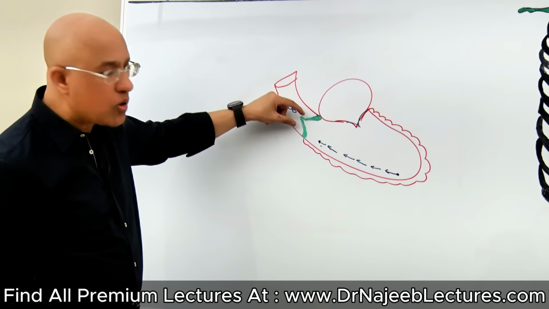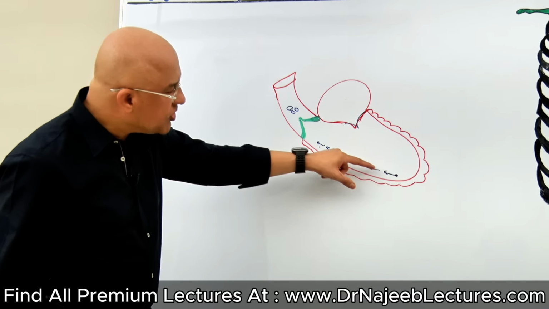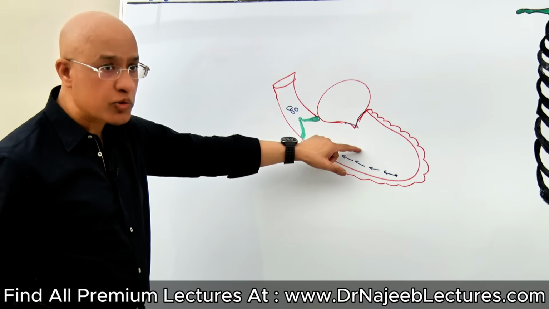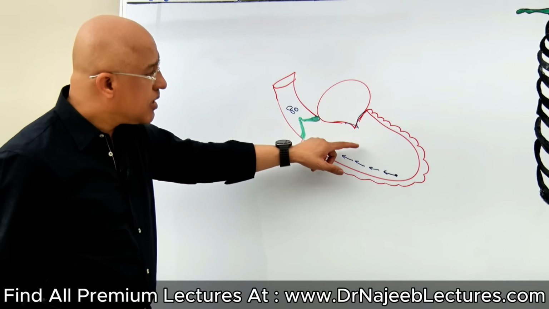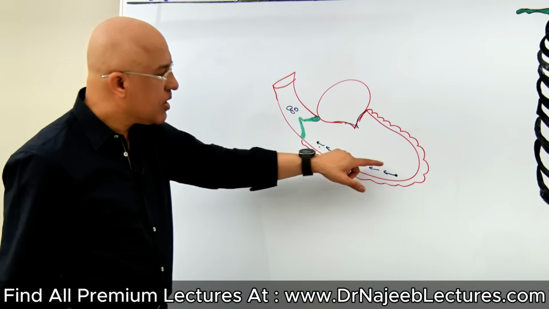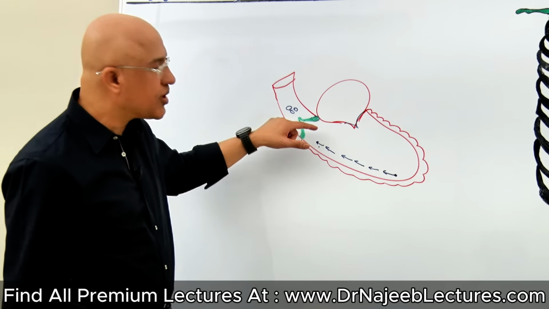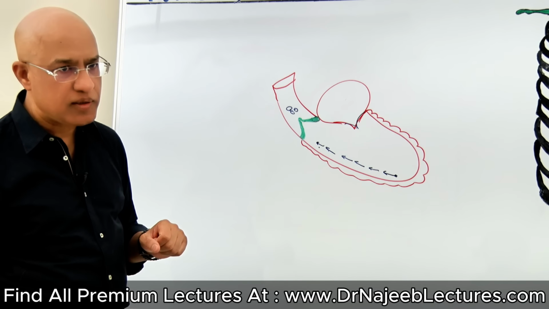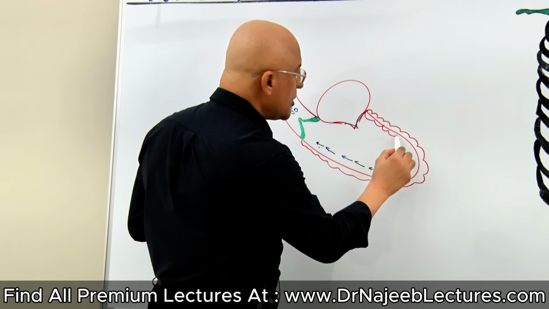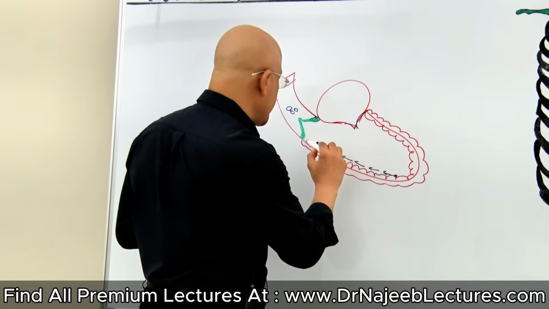So if it is narrow or it is difficult to open, what will happen? There is a resistance to the outflow for the intraventricular blood. Then to eject the blood outward, or to open the aortic valve, the intraventricular pressure has to be more. And if this is a chronic condition, what will happen? The left ventricle will undergo hypertrophy.